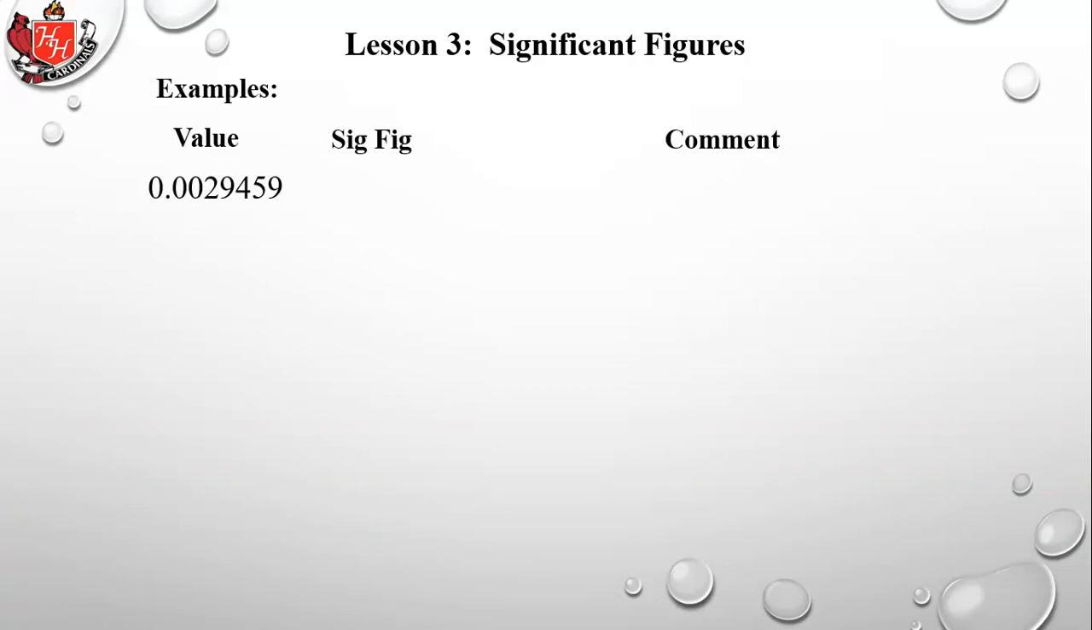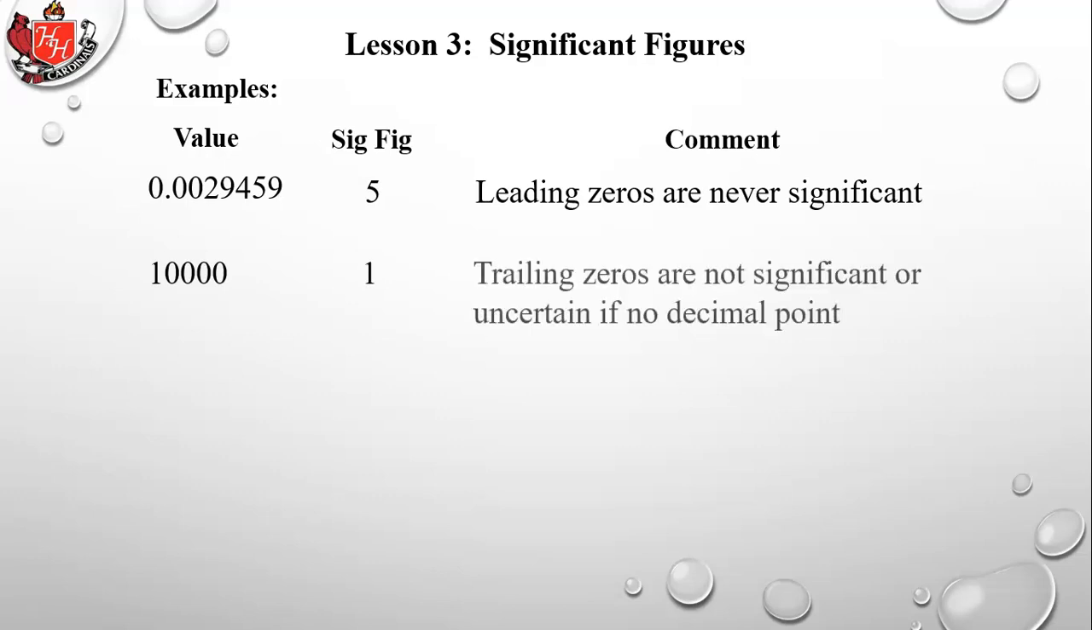Okay, now what about this? How many significant figures? Think about it. You can always pause the video, remember, and think about this. Okay, that's going to be 5 significant figures, leading zeros. That means zeros before you get to your first non-zero digit, which would be that 2. Leading zeros are never significant. What about this? 1 significant figure. Trailing zeros are not significant or are uncertain if no decimal point.